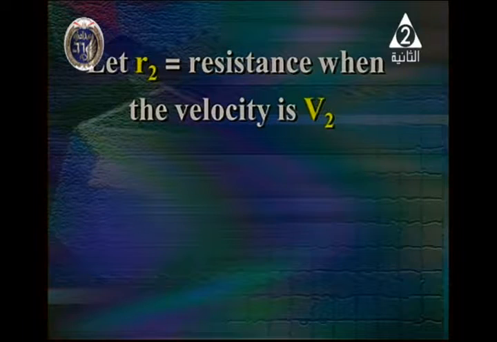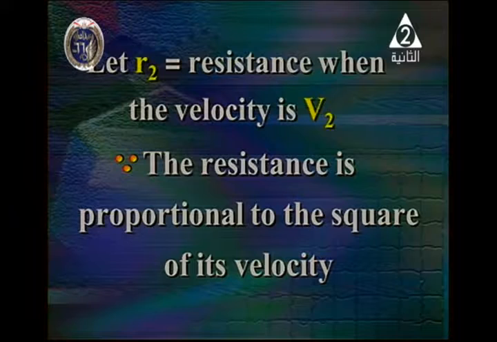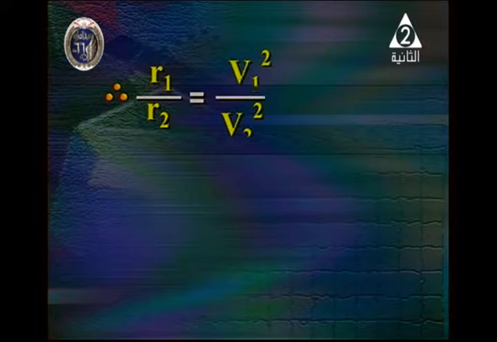R2 is the resistance when the velocity is V2. What is the relation between resistance and velocity? Excellent student. Since resistance is proportional to the square of its velocity, what you mean? R1 over R2 equals V1 square over V2 square. Remember, R1 over R2 equals V1 square over V2 square.